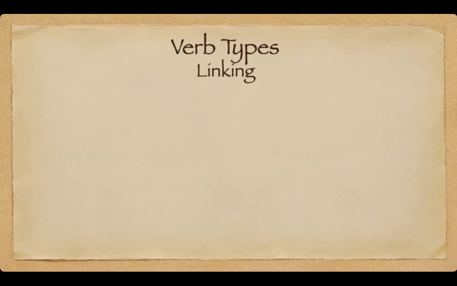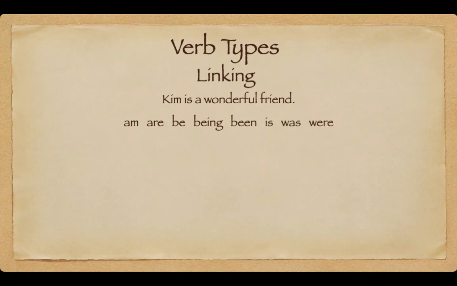Linking verbs are the second type of verb. These verbs link the subject to a description. Consider this example. Kim is a wonderful friend. Now, in this example, the subject Kim is being linked to the description friend. Linking verbs connect the subject with the what of the subject. Here's what I mean. Take a look at this list of linking verbs.